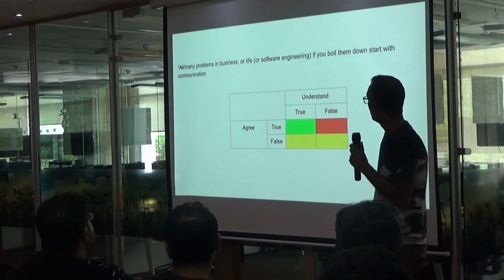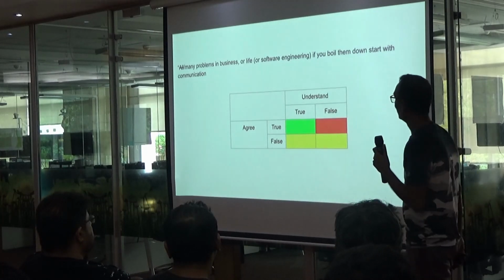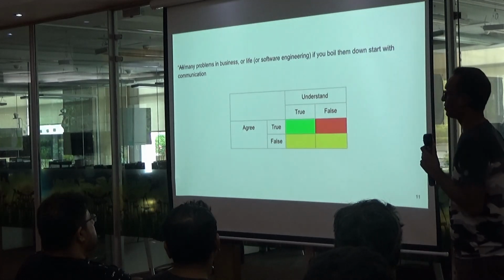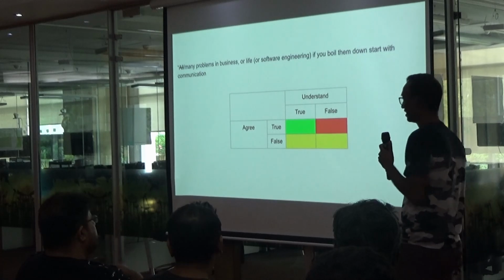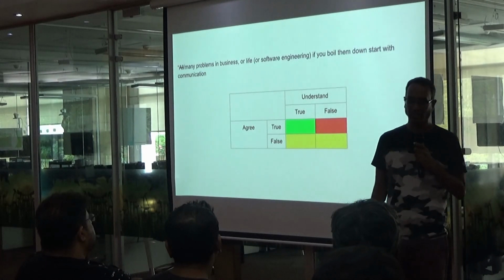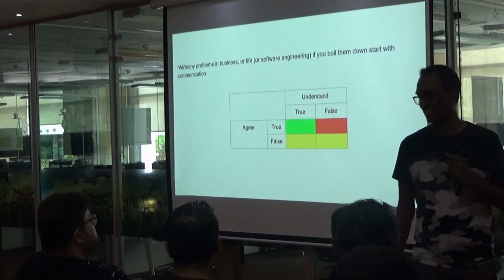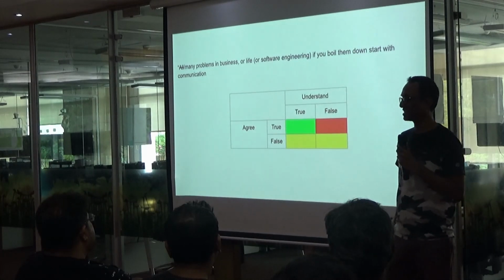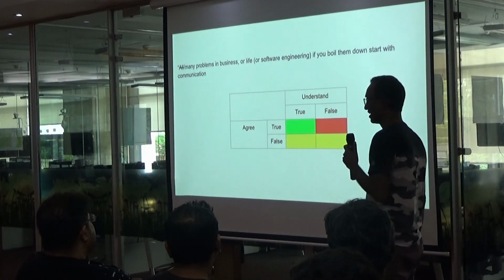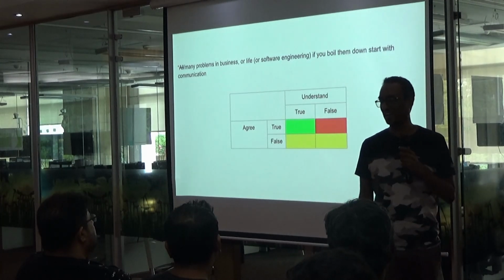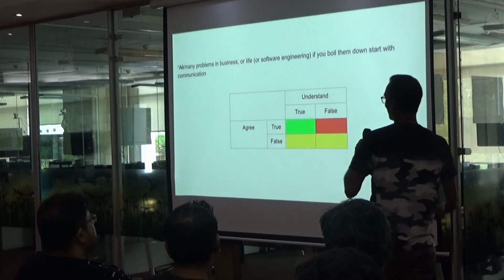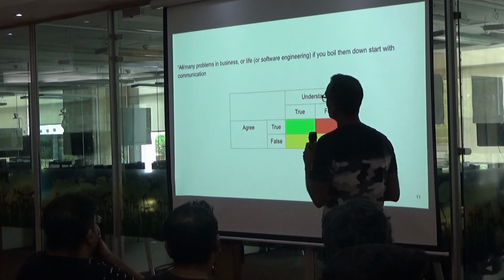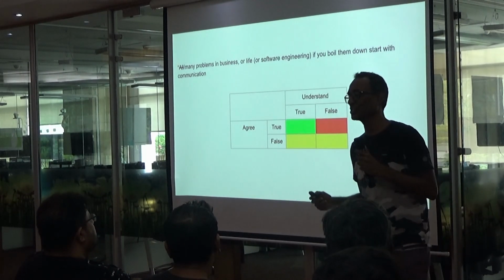They say that all or many problems in business or life, if you boil them down, they start with communication. When people communicate, they need to understand each other and then they need to agree with each other. If they understand and agree, it's great. If they don't understand and agree, it is bad. This is not as unlikely as it seems. I have been in plenty of conversations. People are agreeing without understanding and understanding without agreeing. So four combinations I've seen. So I still say that communication is an underunderstood problem in software engineering.